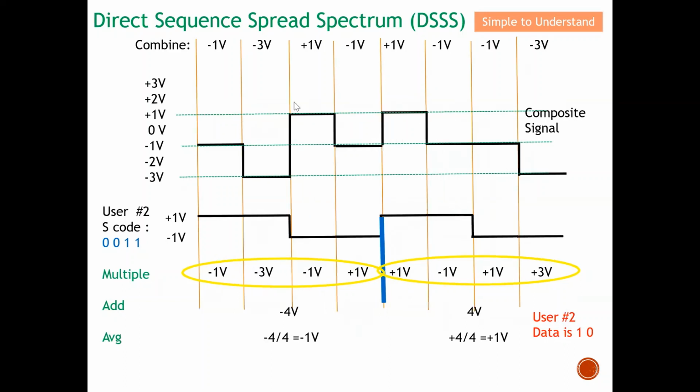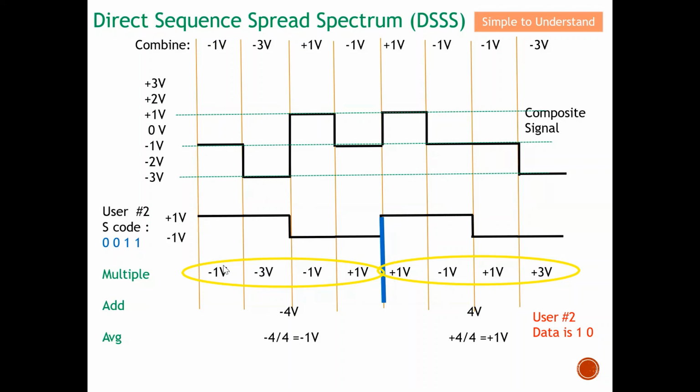For user 2, again, this is the composite video in the air. What I'm going to do is the same thing. I use the composite video and multiply by the spread code of user 2. User 2's spread code is given as 0011. So 0 is +1 volt, and when it's message 1, I have a -1 to indicate it. So this is the spread code that is given to user 2. Again, I'm going to multiply them.